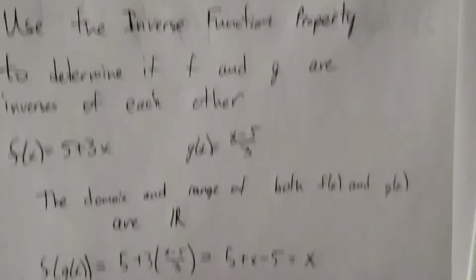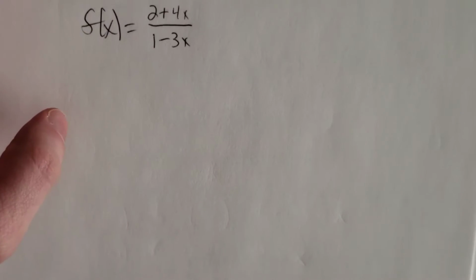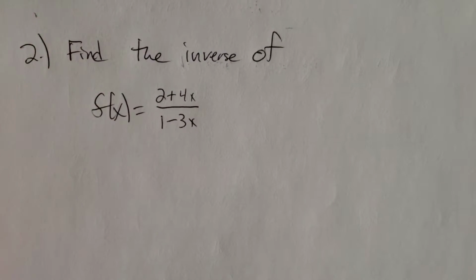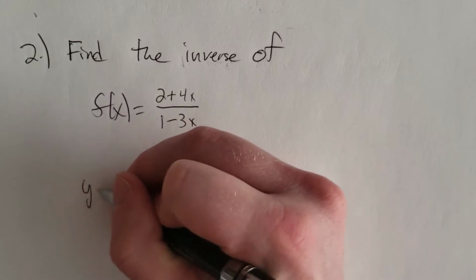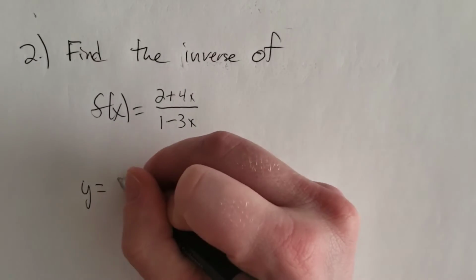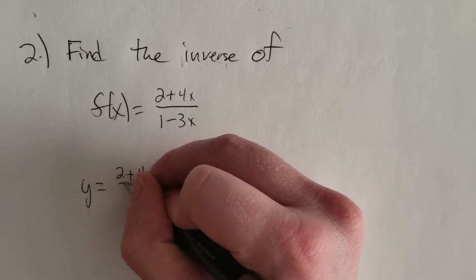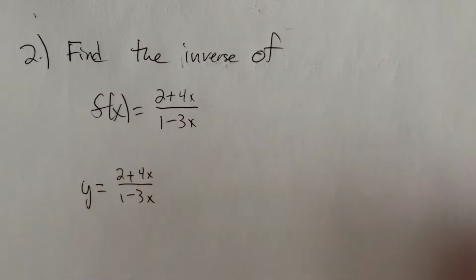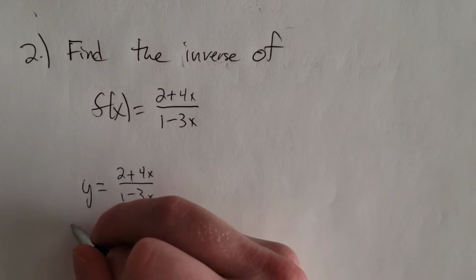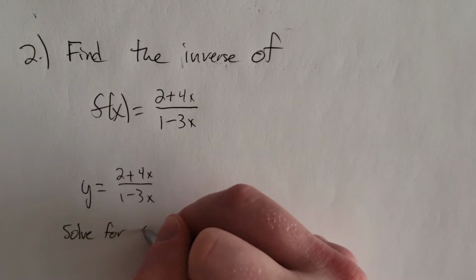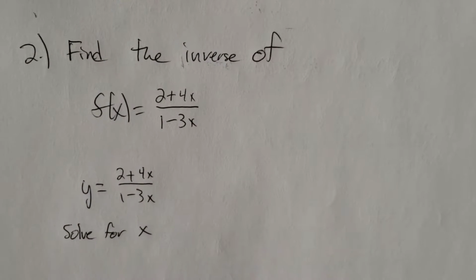We're going to do one more example from this section, and that is to find the inverse of f of x is equal to 2 plus 4x divided by 1 minus 3x. To do this, we first write out y is equal to f of x, which is y is equal to 2 plus 4x divided by 1 minus 3x. So all we did was replace f of x with y here. Then we want to solve for x. Well, how do we do that?